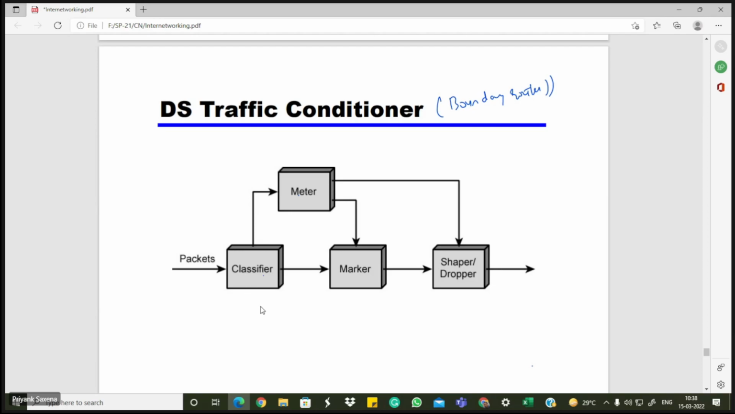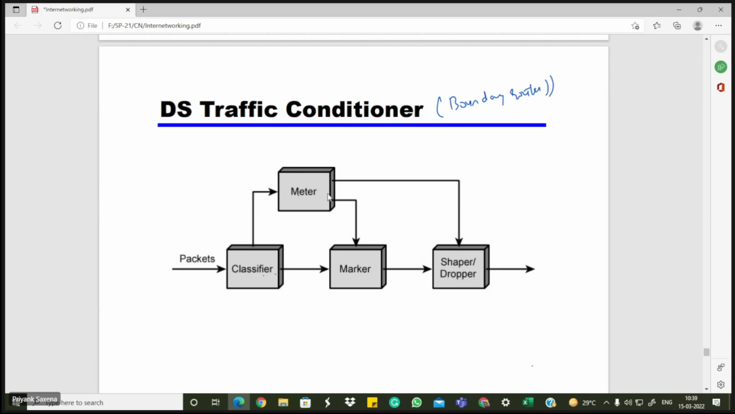Then they are given to the meter. The meter basically measures the submitted traffic for conformance to the profile. Suppose there is a profile which says the throughput should be 100. The meter will check whether the submitted packets have the same throughput or not.